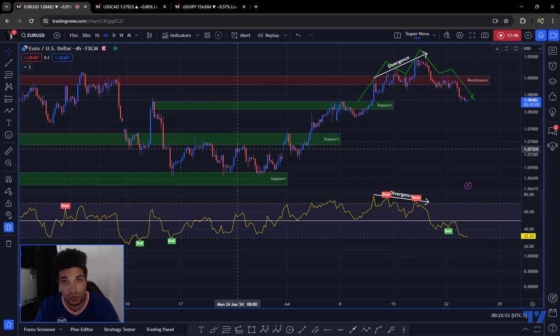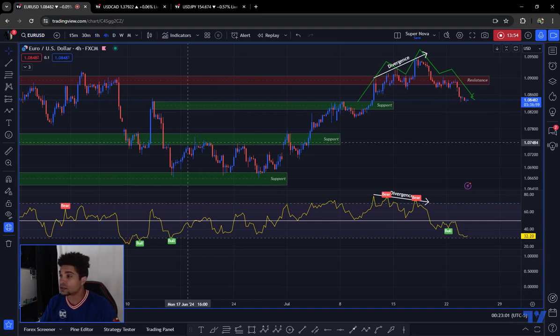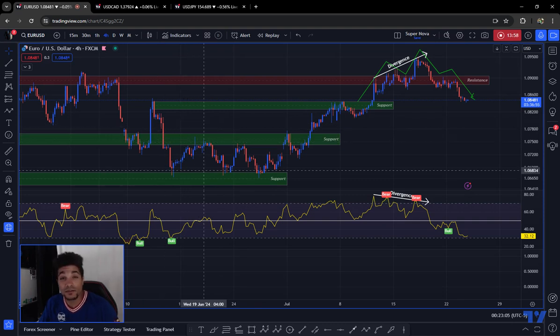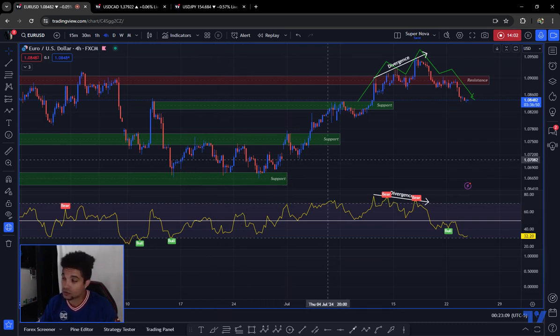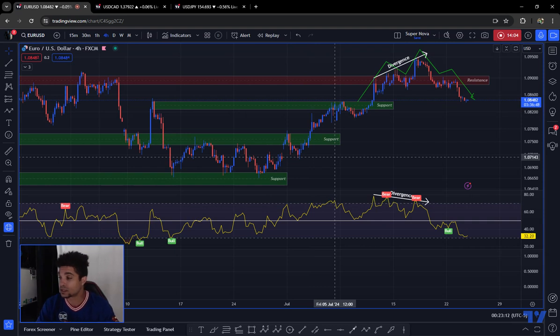So I hope you enjoyed my explanations here. Hopefully it was easy to understand. This is divergence, RSI versus price. Again, you can use other momentum indicators along with price. I personally just prefer the RSI.